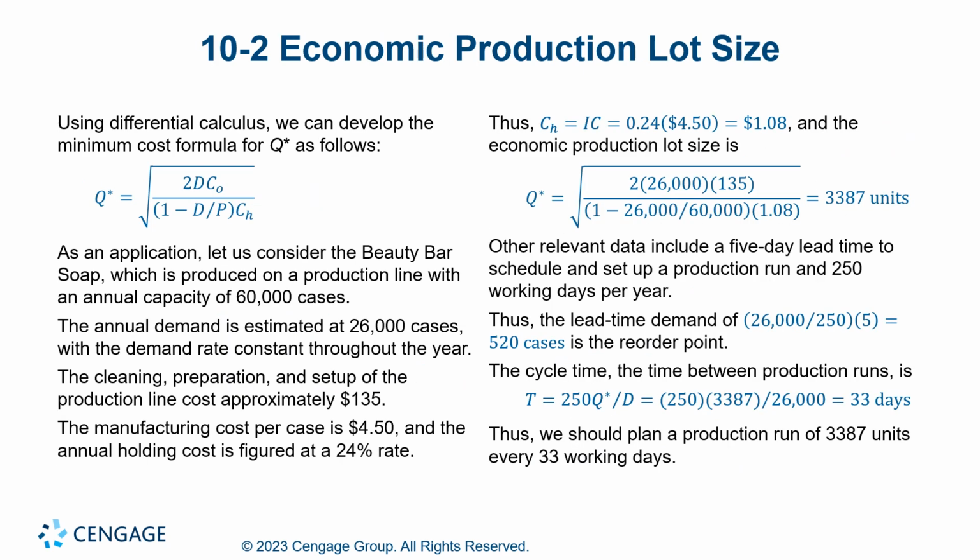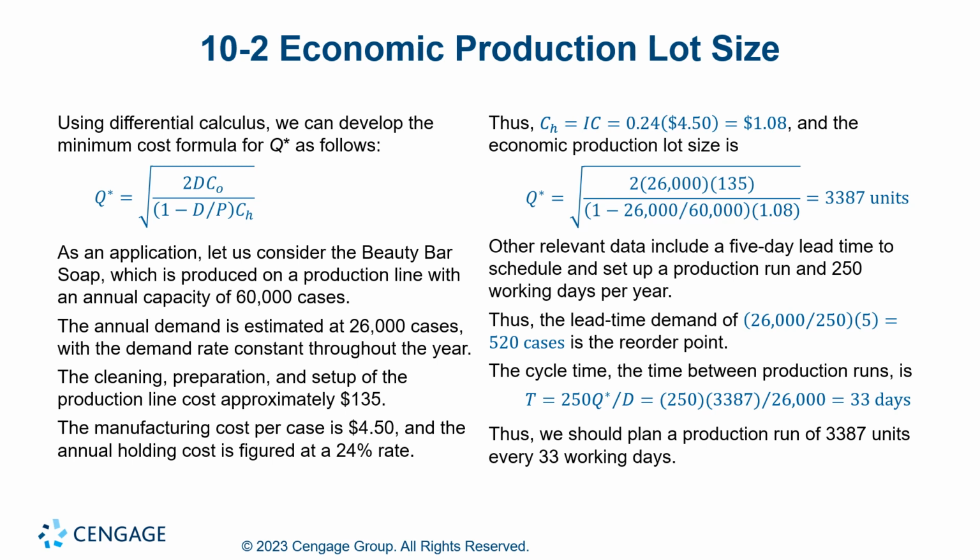To determine the Q optimal, which is just rearranging all the algebra based on the previous equation, we have the Q optimal given by the square root of 2 D CO divided by (1 minus D over P) times the holding cost.